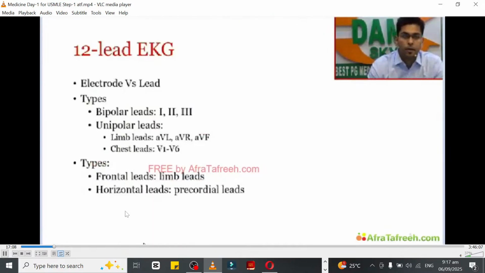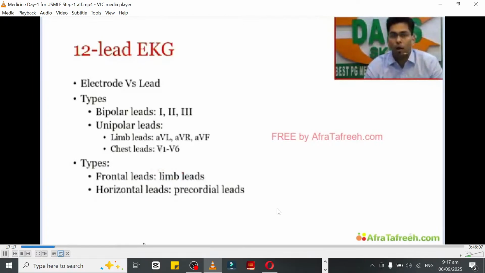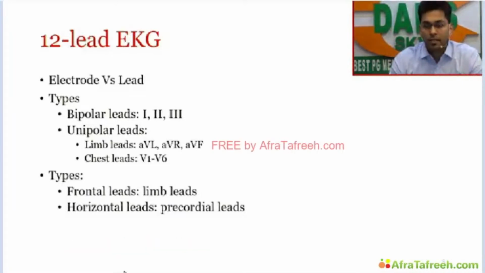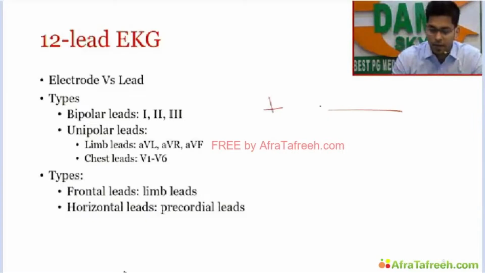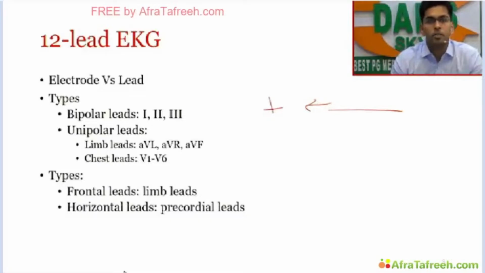This is the lead. There are two different types of leads we need to understand. One we would call a bipolar lead, and the other a unipolar lead. A bipolar lead has a positive and a negative, so the electricity flows from the negative to the positive end. These are your major leads, lead 1, 2 and 3, which are placed on your hands and legs. How it is created, we will go forward to.